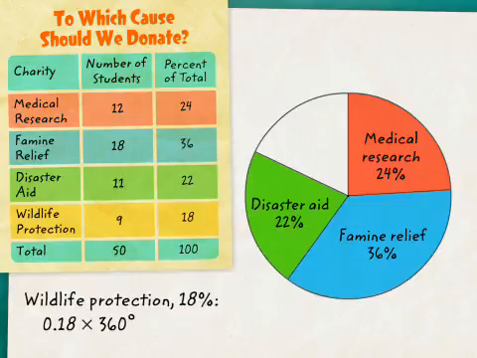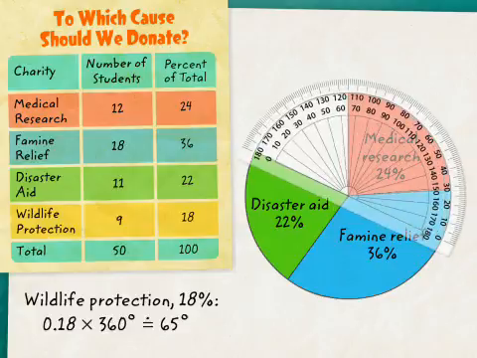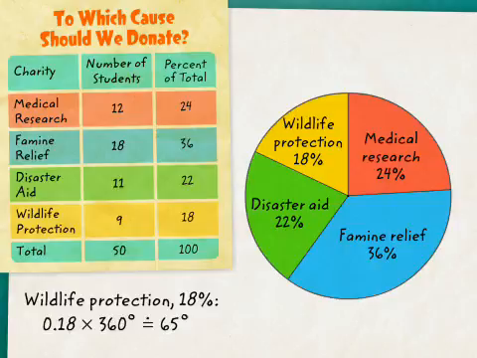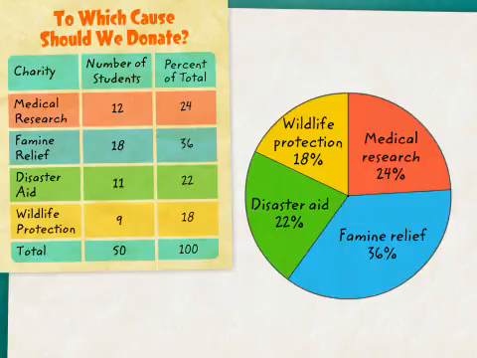18% of 360 degrees is about 65 degrees. Finally, Brayden used his protractor to check that the final sector angle measured 65 degrees. Then he labeled the sector Wildlife Protection 18%. To complete his graph, he titled it, "To which cause should we donate?"